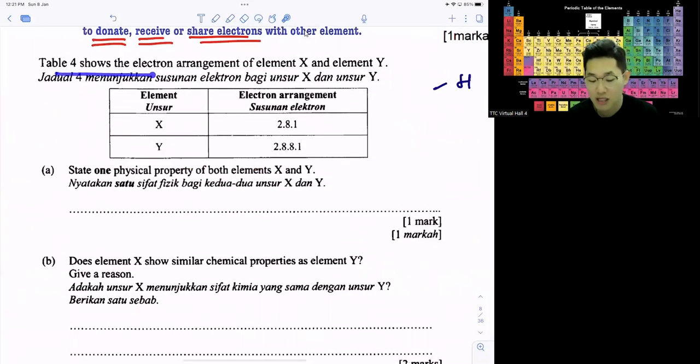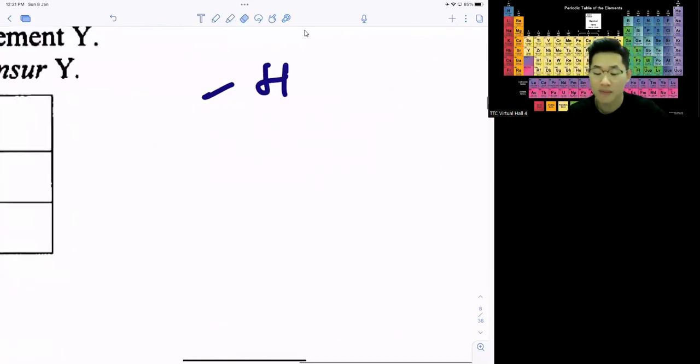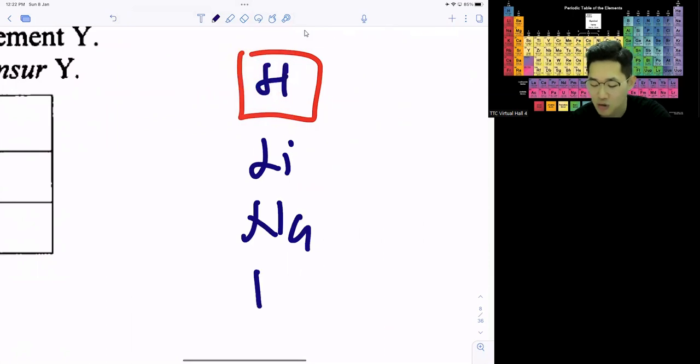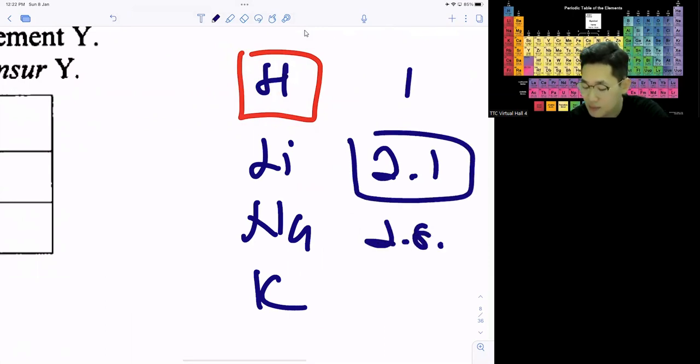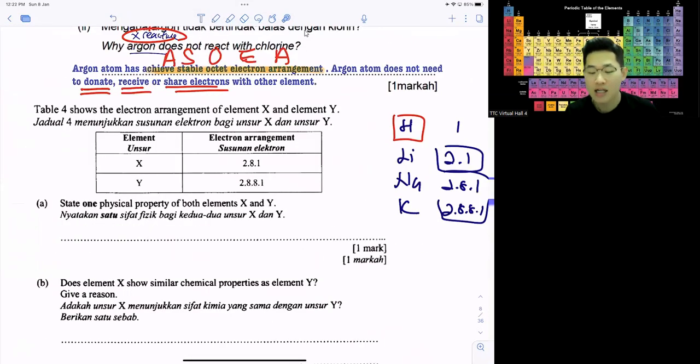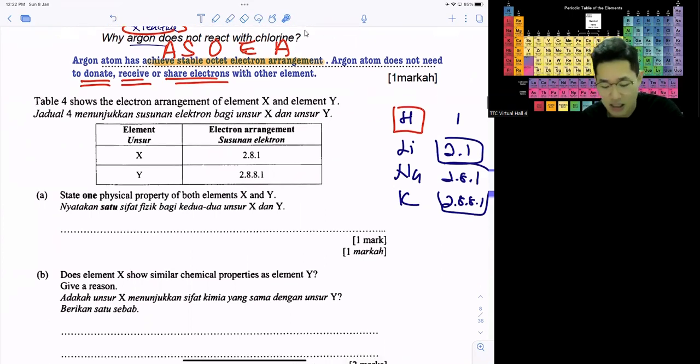Table 4 shows the electron arrangement of elements X and Y: 281, 2881. In group 1, please remember the first element in the periodic table is hydrogen. After hydrogen comes lithium, natrium, right? Lithium, sodium, potassium. So the electron arrangement starts with 2, 1. As I said, if you forget, please refer to the periodic table given in your exam paper. Then you will know what these substances are.